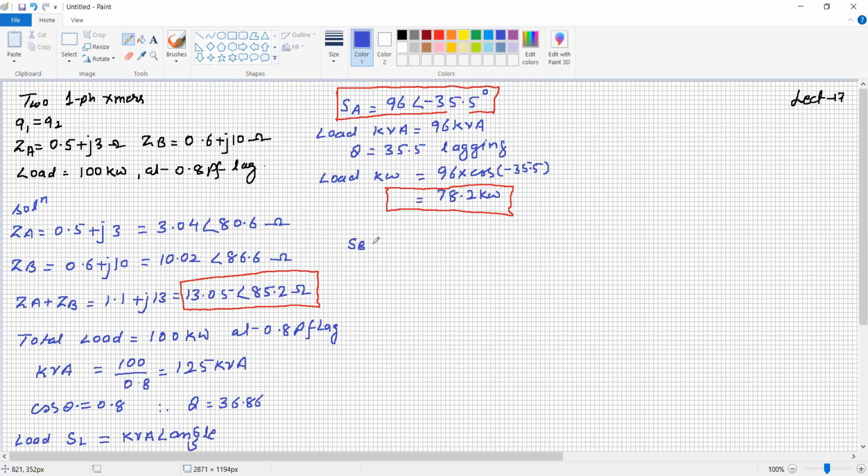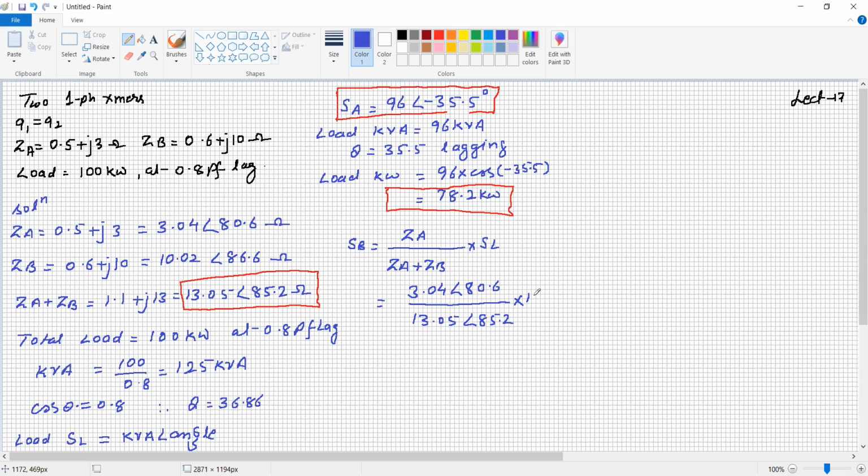SB, the load shared by transformer B, is ZA plus ZB into SL. What is ZA? It is 3.04 at an angle of 80.6 divided by 13.05 at an angle of 85.2, into the load kVA SL.